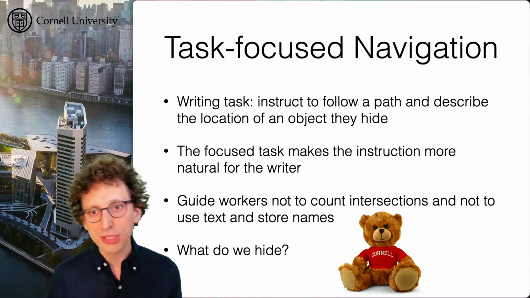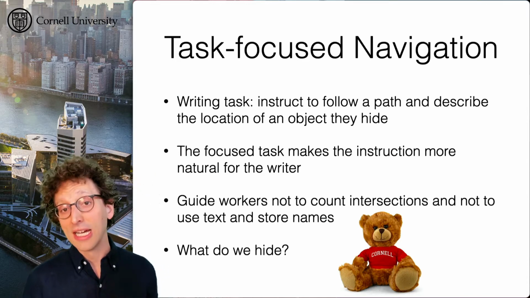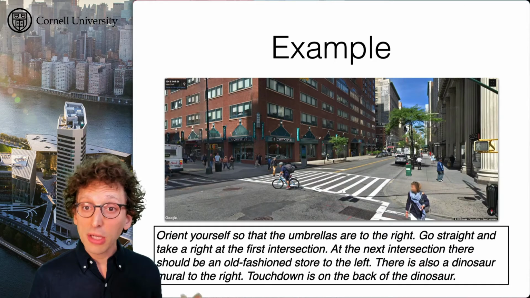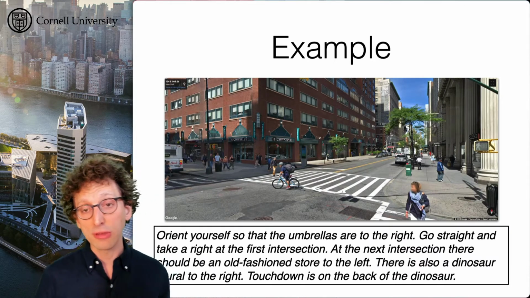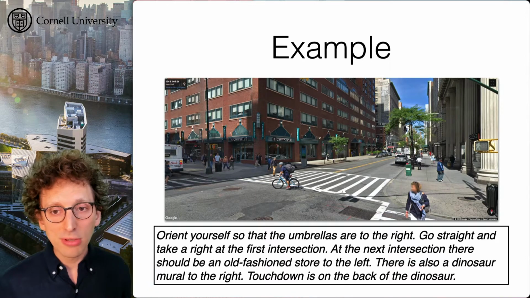So the question, of course, is what do we hide? And the answer is that we hide a Touchdown, the Cornell mascot, and this is what gives this data set its name. So let's look at a very quick example of the kind of navigation path instructions that Touchdown includes.